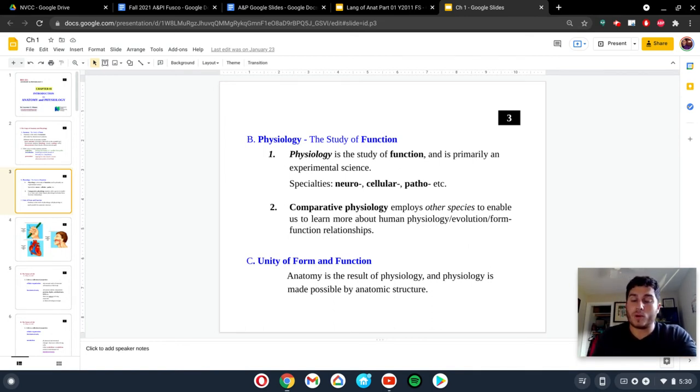So the point I'm trying to make is anatomy is the way something looks, and based on the way it looks, that'll dictate the function. You change the way something looks, it's very likely you will change its function.